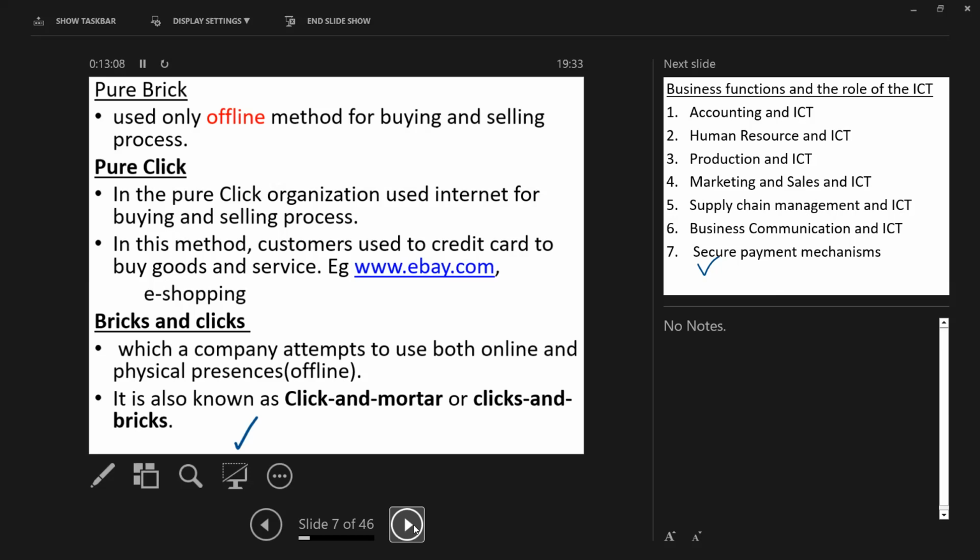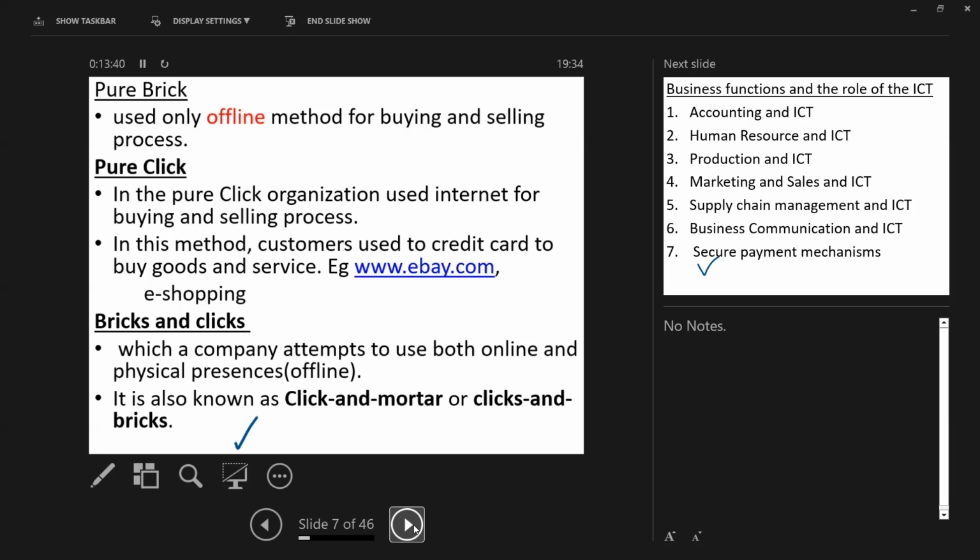Brick and click, in which a company attempts to use both online and physical presence, offline and online. If both are used, we call it brick and click. It is also known as click and mortar or click and brick. Click means mouse click, that is digital. Brick means tradition. So when the traditional way and the online way are both used, we call it brick and click.